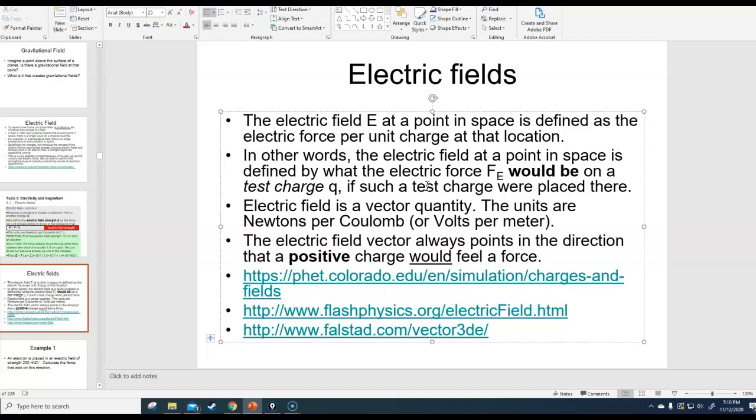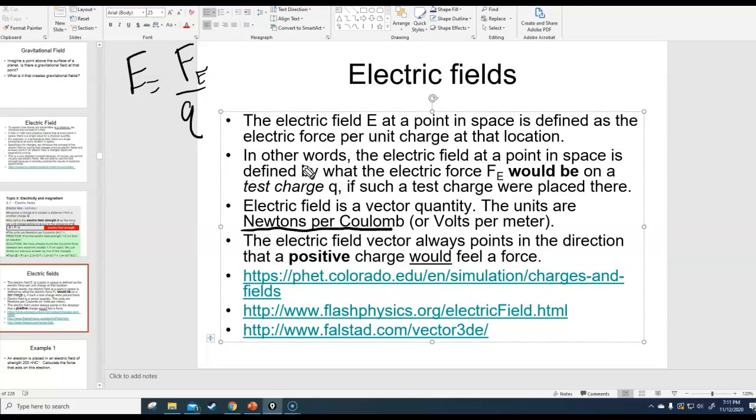Electrical field is a vector quantity. The unit for electric field strength is newtons per coulomb. That just comes from the equation, of course. Electrical force, any force is measured in newtons, and it's force per unit charge. So if force is in newtons and charge is in coulomb, then the unit for electrical field strength would be newtons per coulomb.